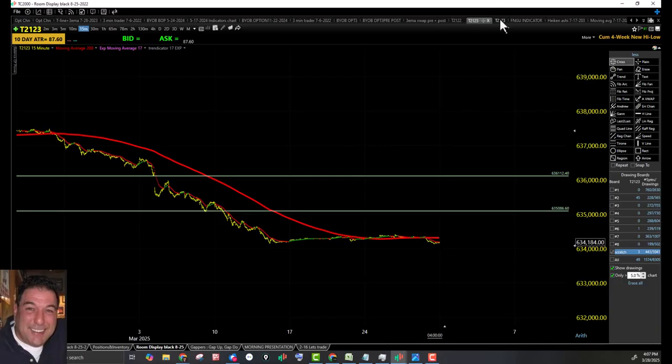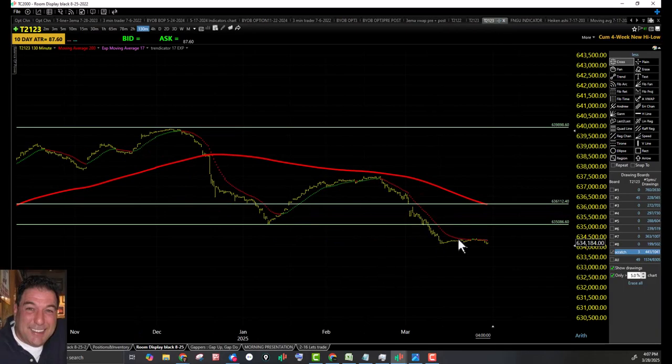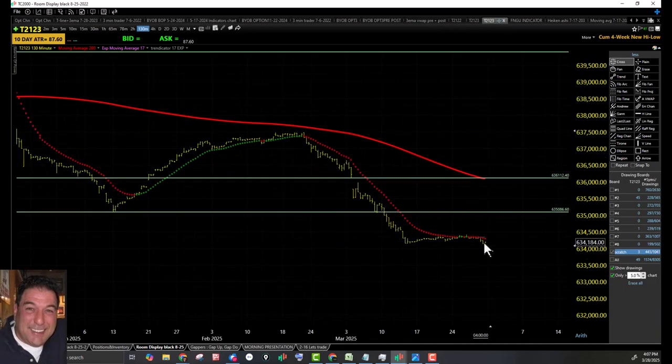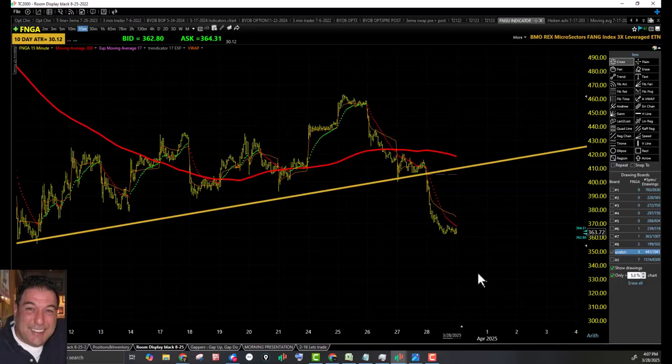All right, let's take a look at the 3-bar. Again, we got a hockey stick with a breakdown happening right here. Okay, so that's T2123. FNGA.